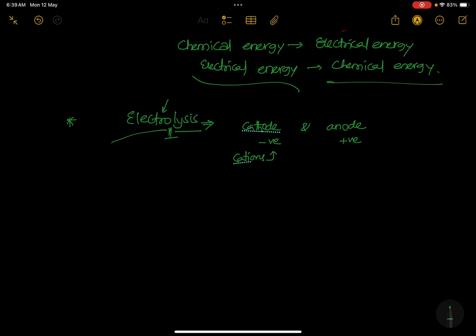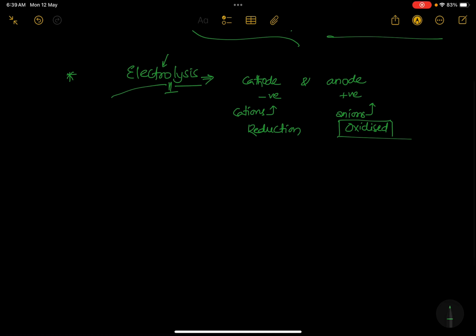Cations will be moving to cathode, anions will be moving to anode. Cations move to cathode, get reduced, reduction takes place here. Anions are oxidized, so oxidation takes place here. So actually what happens? Let's go with aqueous NaCl solution. Aqueous NaCl means NaCl plus water. Up to some concentration, you can call this a brine solution also.